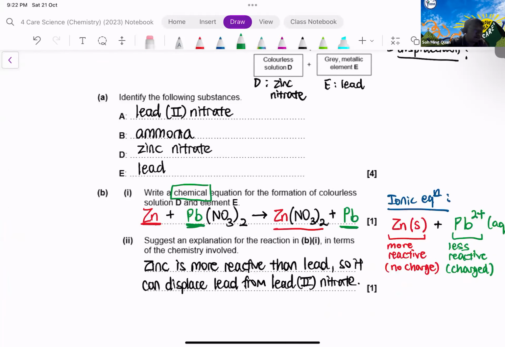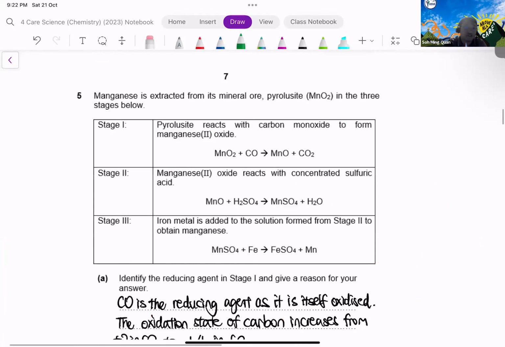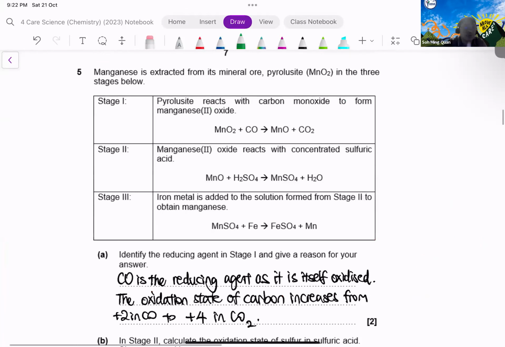Now going to question 5. Now question 5 happens to be another metals question, which is about extraction of metals. So the idea is you need to read the information. Stage 1, what happens? Stage 2, what happens? Stage 3, what happens? So you are asked now in 5A, stage 1. What is the reducing agent? So you need to know reducing agents must be itself oxidized.